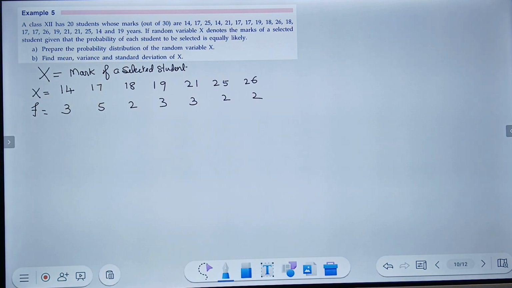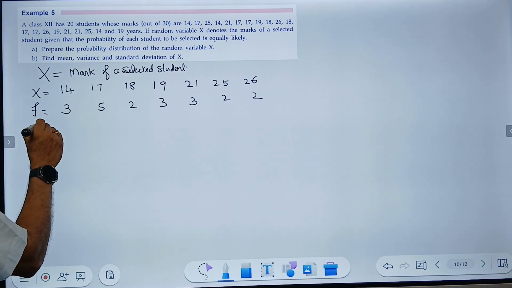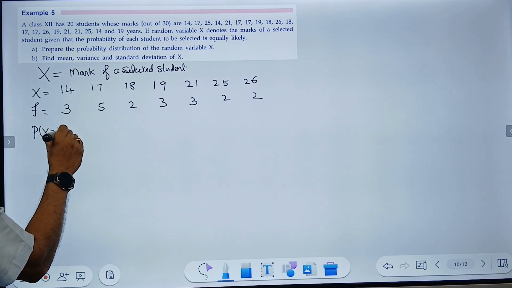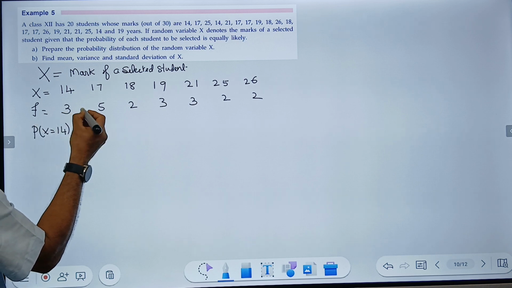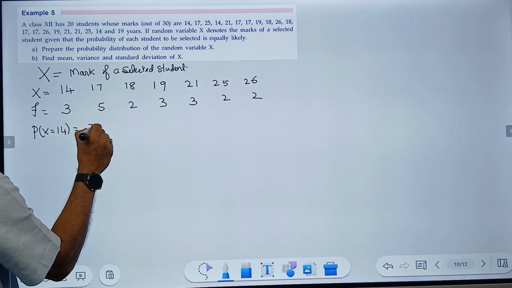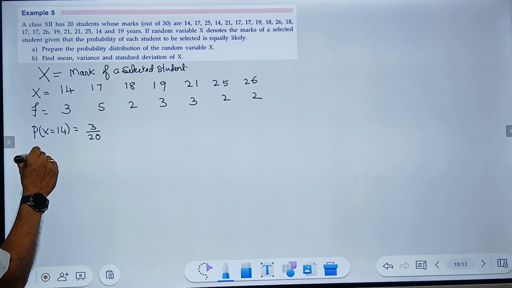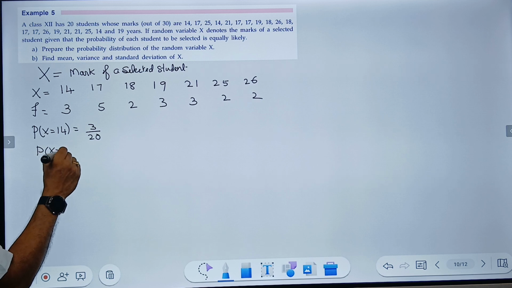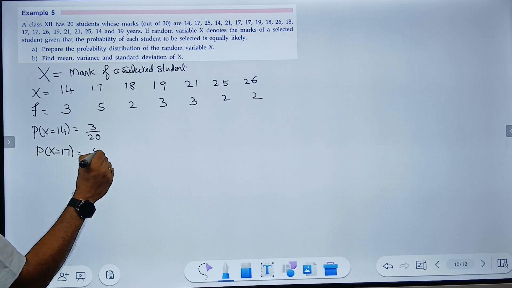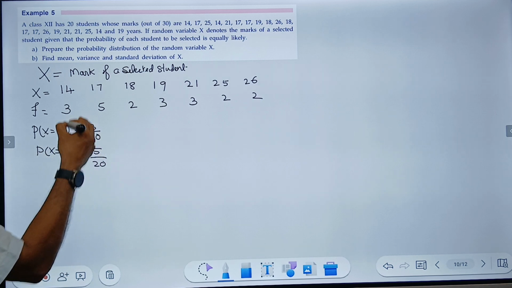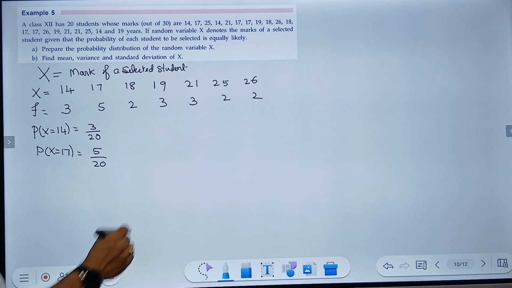Perfect. Now, what is P of X equal to 14? P of X equal to 14 is basically 3 divided by 20. The number of students is 3 and total number of students is 20. Now what is P of X equal to 17? It will be 5 by 20. Like that you can do the remaining. Let's draw the table.